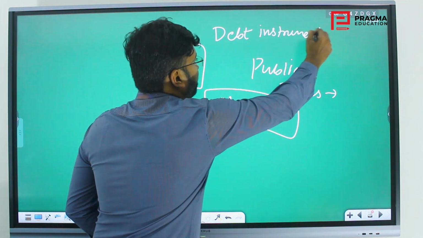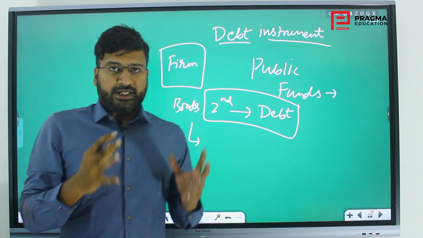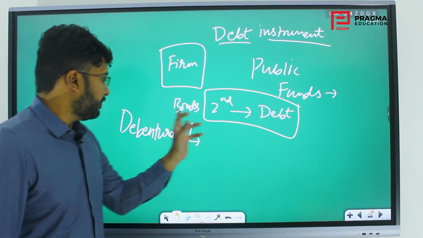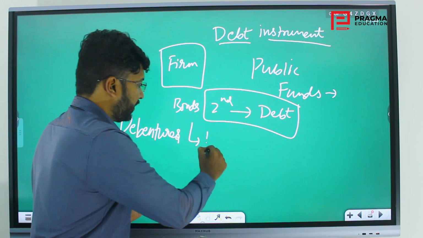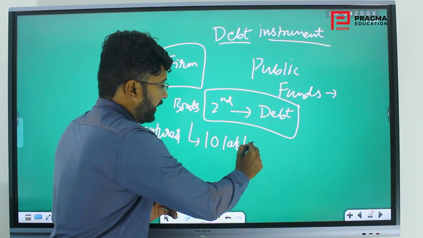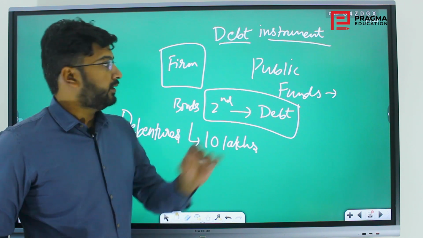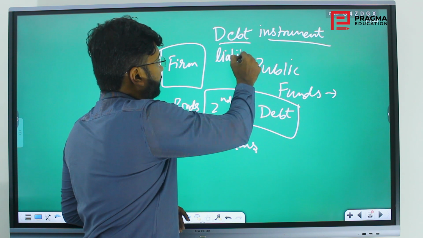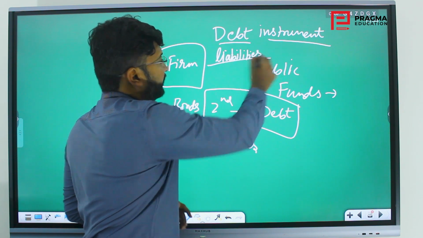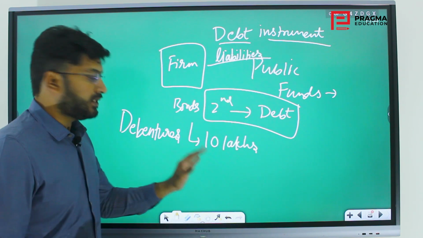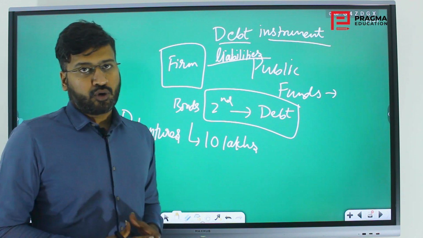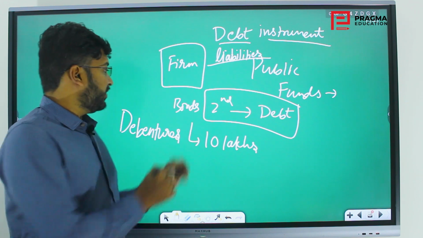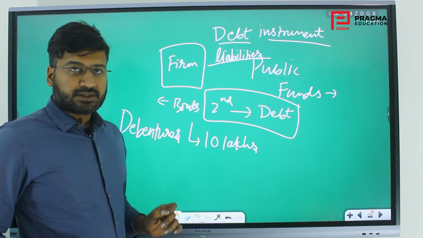Whenever there is something called an instrument, don't think it is complicated. It is a simple agreement. Here it is a bond or a debenture, with an agreement that I am taking 10 lakhs from you as a debt. It is direct debt. It will be shown in the liabilities of the company's balance sheet. That is debt. So in what form is it given? Bonds or debentures.